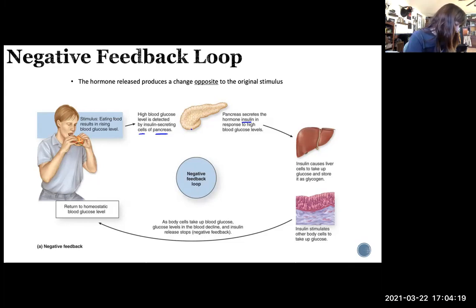Once the glucose is taken up, the glucose levels in the blood decline, and the insulin levels that the pancreas produces go down, leading to a return to homeostasis. Return to homeostatic blood glucose levels. Okay, so basically the system activates based on a signal, but once we return to homeostasis, it shuts itself down. Okay, negative feedback loop.